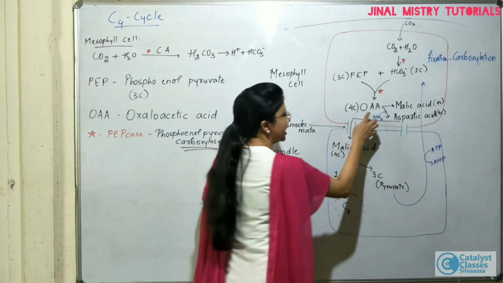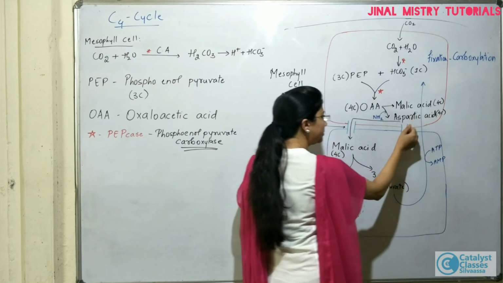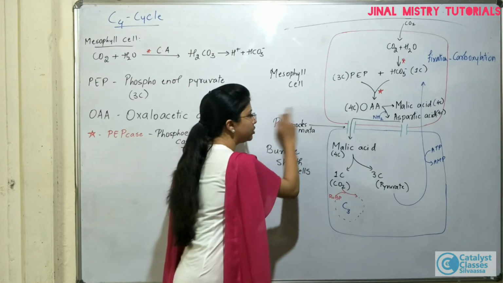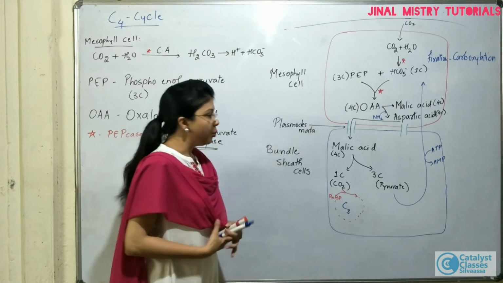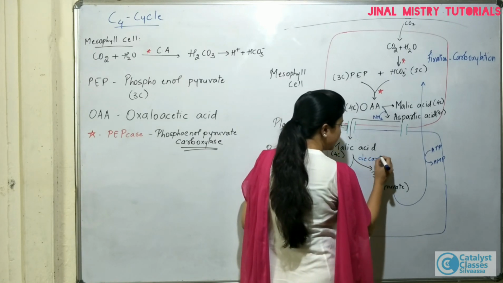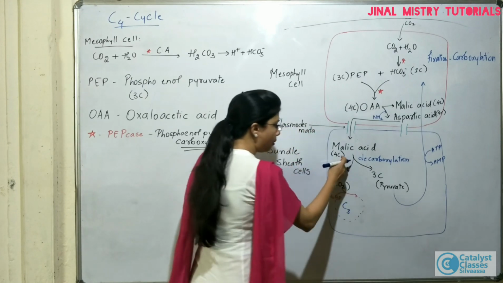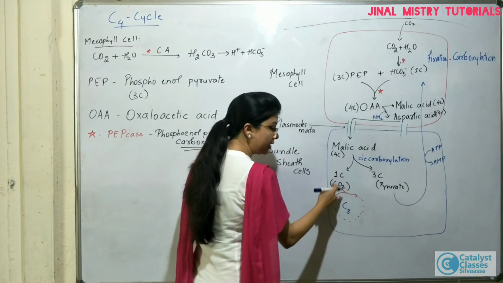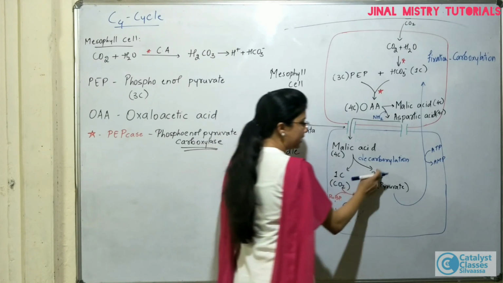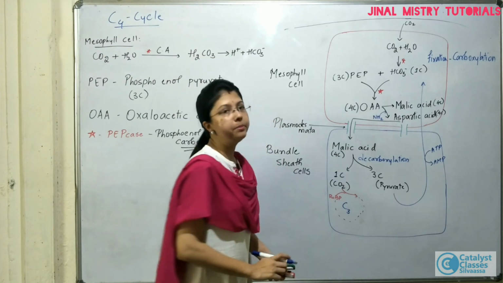This oxaloacetic acid is converted into either malic acid or aspartic acid, which will be transported into the bundle sheath cells through the plasmodesmata, where the process of decarboxylation takes place, because carbon dioxide is released. This decarboxylation results in the Calvin cycle in the bundle sheath cell, and the 3-carbon acid formed is transferred back into the mesophyll cell.